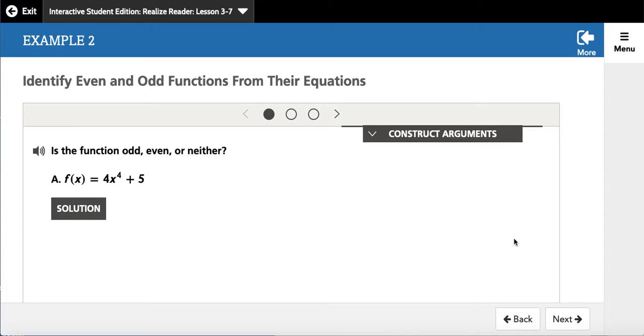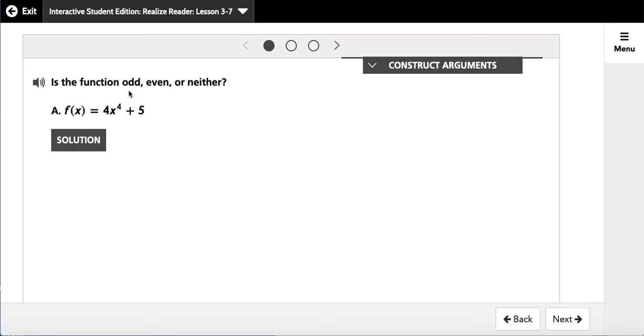Okay, Algebra 2 students, here's a video for example 2 for section 3.7. We're going to identify even and odd functions just by looking at their equations. Okay, here we go. Is this function odd, even, or neither? 4x to the fourth plus 5.